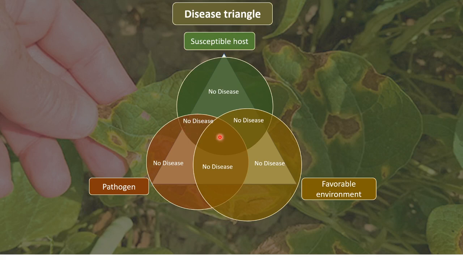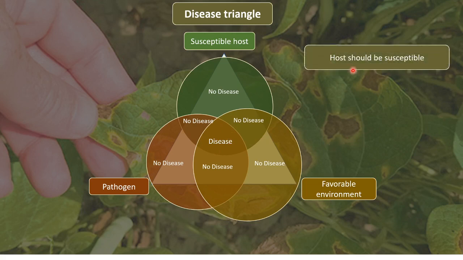But disease will be caused when there is an intersection of all three: when the susceptible host is present, the pathogen is present, and the favorable environment is present, then there will be disease. So for a disease to happen, there should be a susceptible host. The host should be susceptible, that is, the host should be able to accept the pathogen. That is, the pathogen should be able to enter into the host.